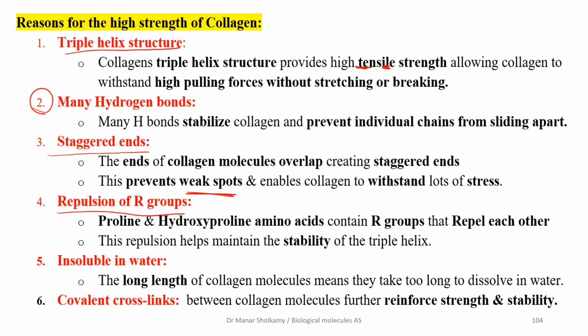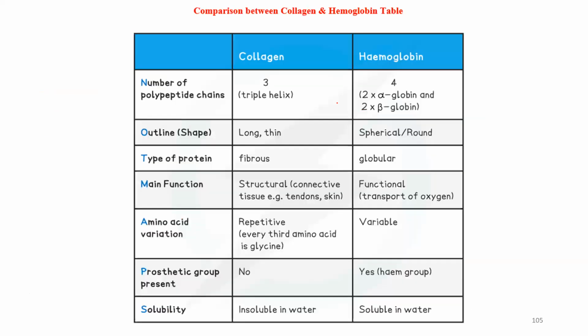The repulsion of the R groups. This gives it stability. They don't ever attach. It's insoluble in water because it has many non-polar R groups that do not dissolve in water, do not make hydrogen bonds with water. Okay? And they have the covalent crosslinks. Any covalent bond is actually very strong. Also, it gives it strength and stability.